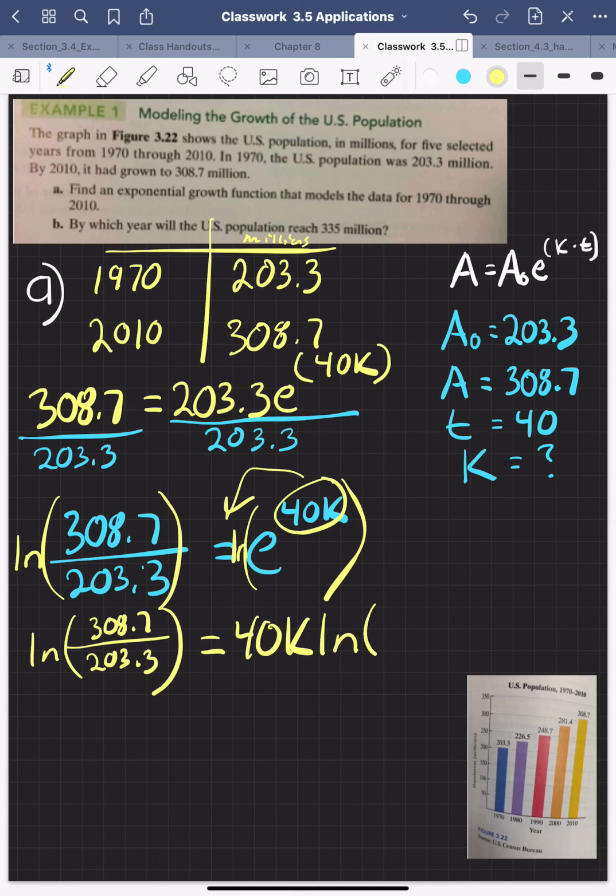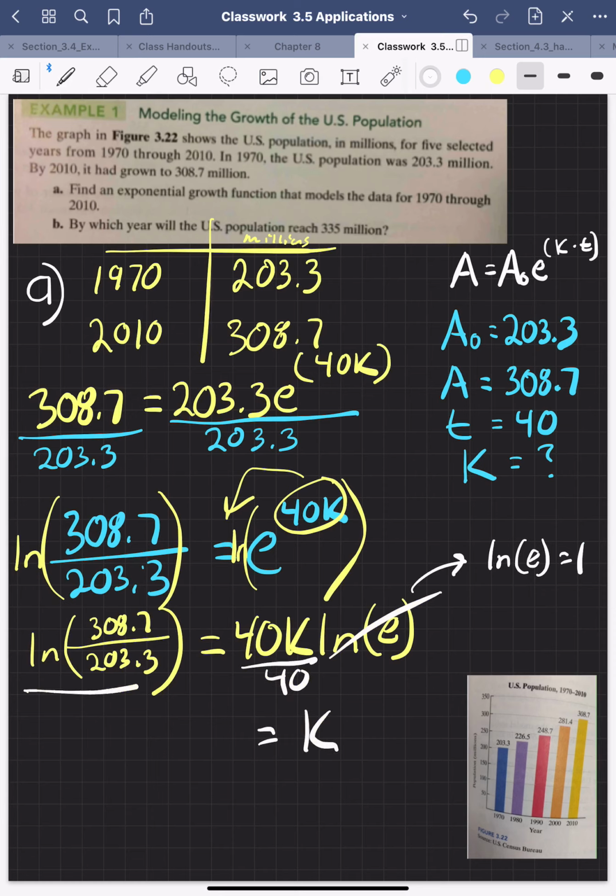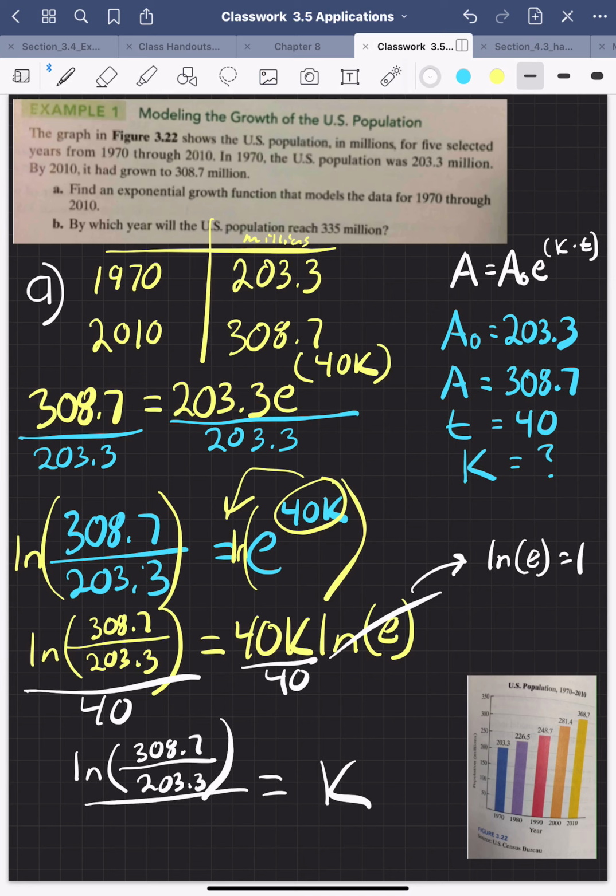40k ln of e. Do you remember what I said about ln of e? Right? Ln of e is equal to 1. So that just turns into 1. Okay, so we're almost there. What is k? K is equal to, well, just divide this side by 40, divide this side by 40, and there you go. So k is equal to ln of 308.7 over 203.3 divided by 40.